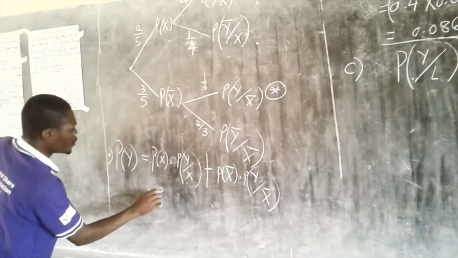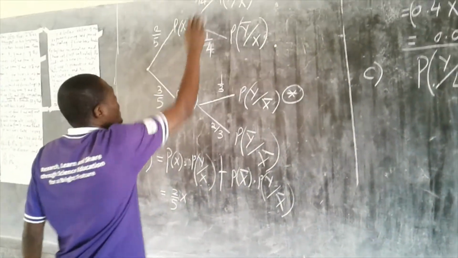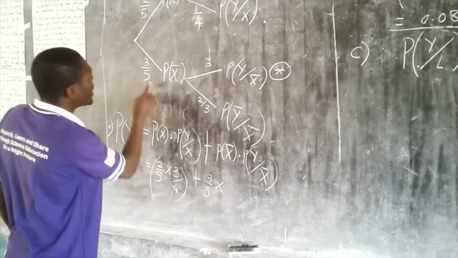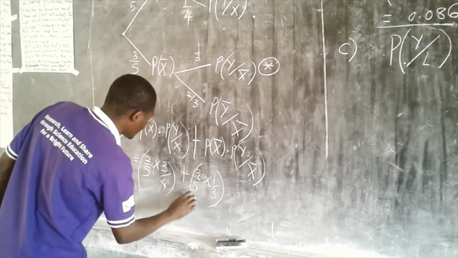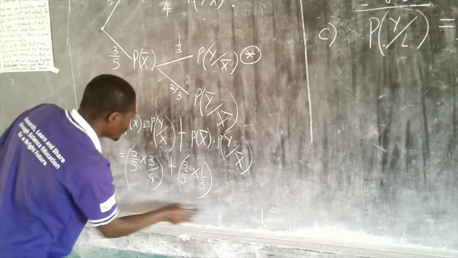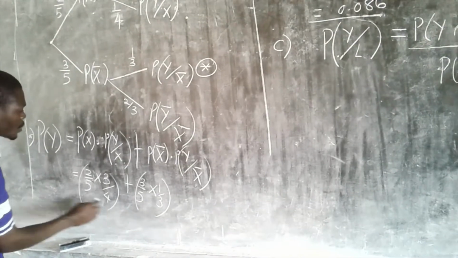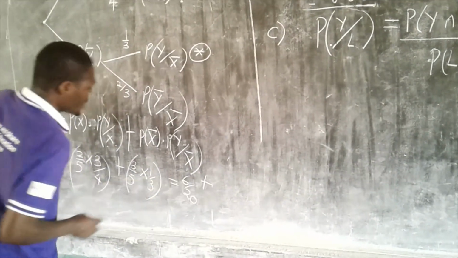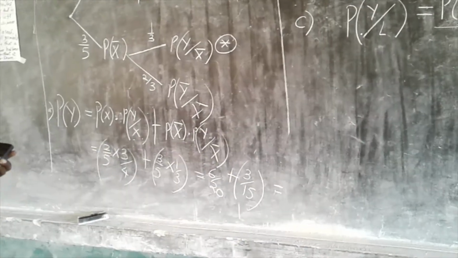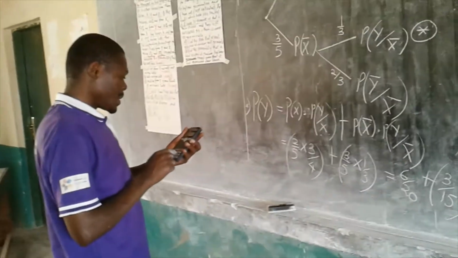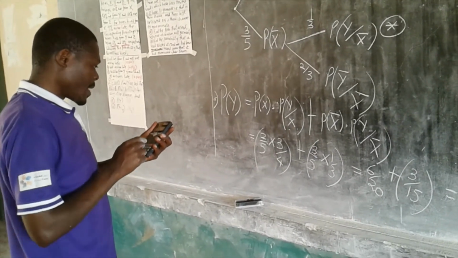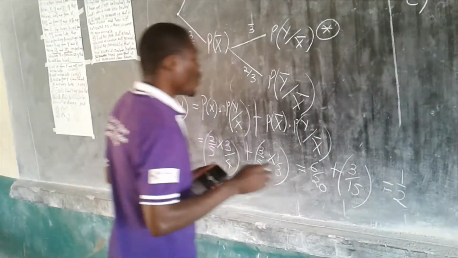And this will be 2 out of 5 multiplied by 3 out of 4, and 3 out of 5 multiplied by a third. And we shall add these two, giving us 6 out of 20, add 3 out of 15. So if we add these two probabilities, we shall have 6 out of 20 plus 3 divided by 15, and it gives us a half or 0.5.